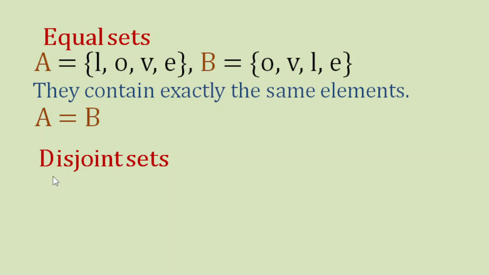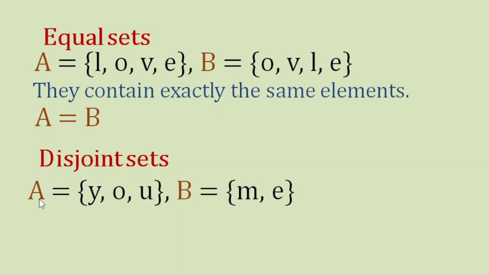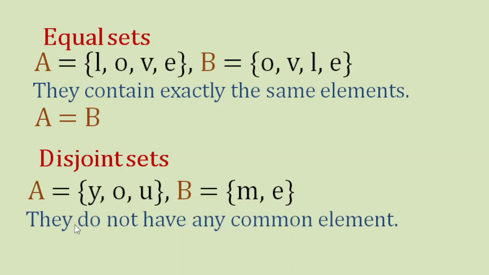We also have disjoint sets. Suppose A equals {Y, O, U} and B equals {M, E}. Notice that they do not have any common element. So these two sets are called disjoint sets.